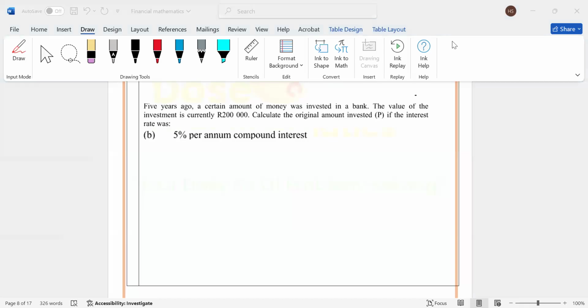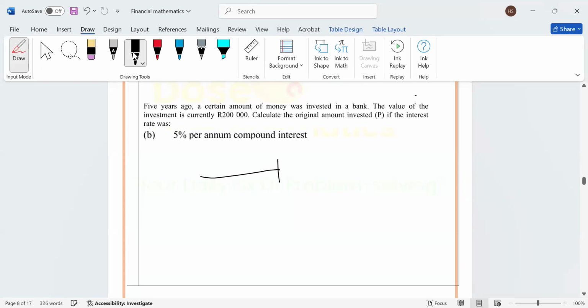Okay, 5 years ago, we're going back to the past. So we say we have here, which is today, and then they say 5 years ago, we are going backwards. We are going to tell them n is going to be equal to 5. And then they say a certain amount, which they don't tell us, is invested.